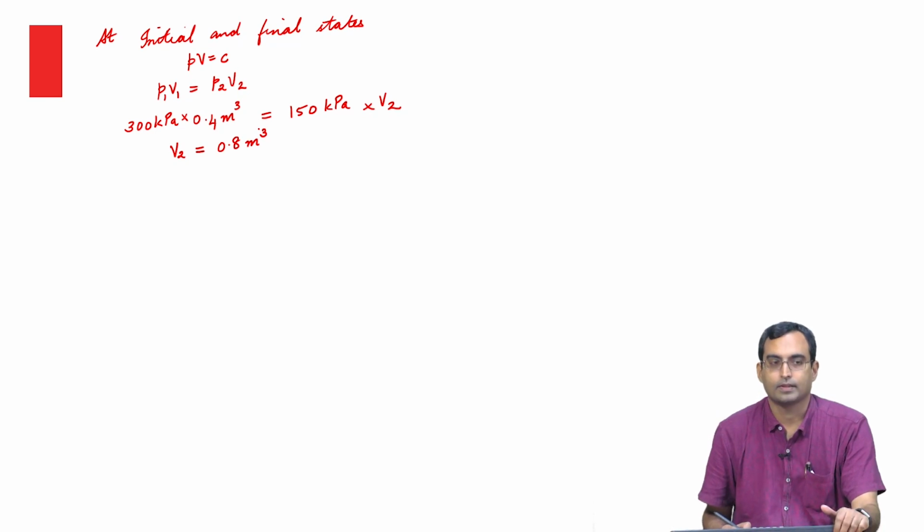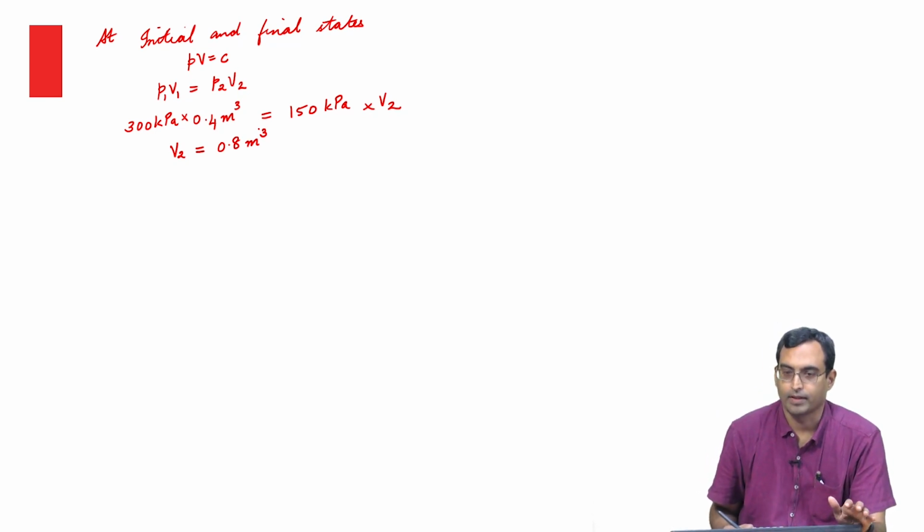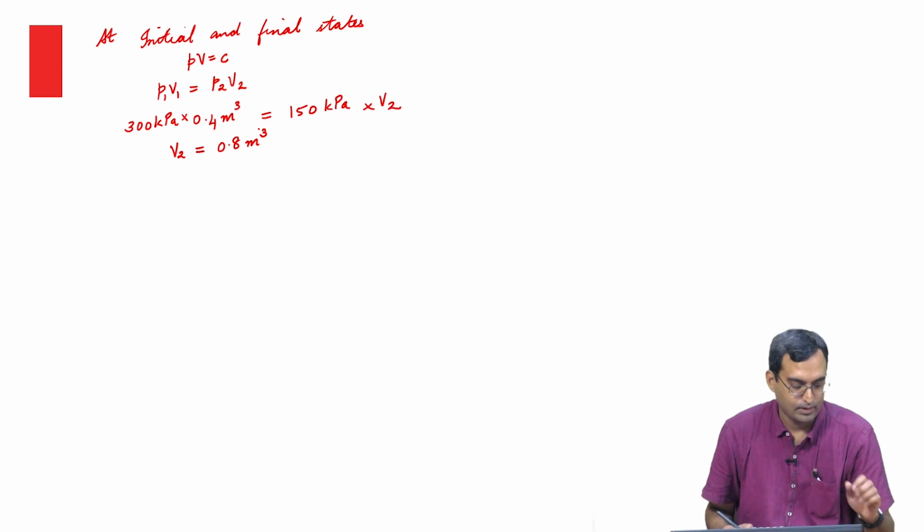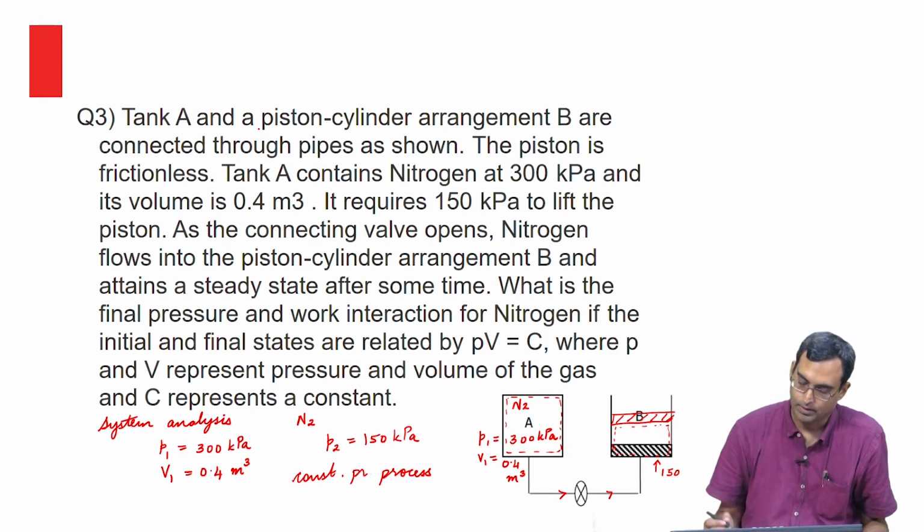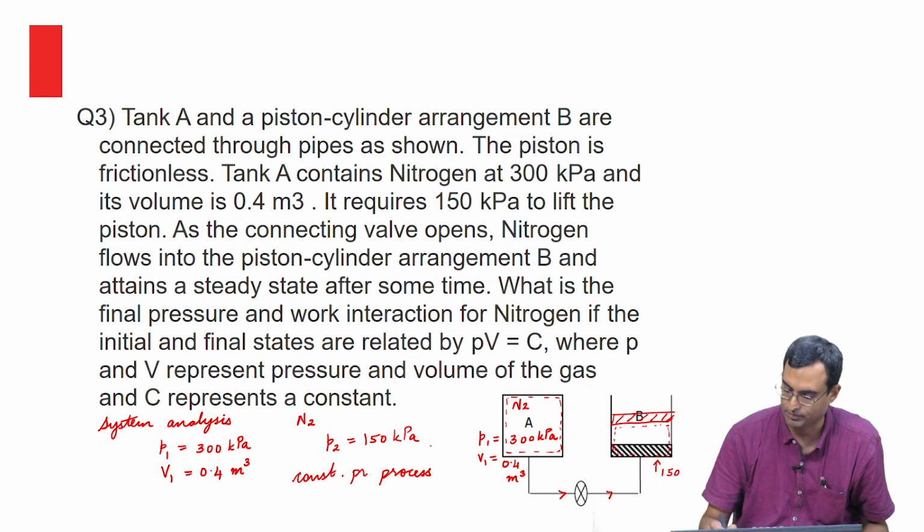So, I know the initial state, I also know the final state. What I want to know now, the final pressure which I have already found, 150 kilopascal, because it is a constant pressure process. I want to find out the work interaction for nitrogen.